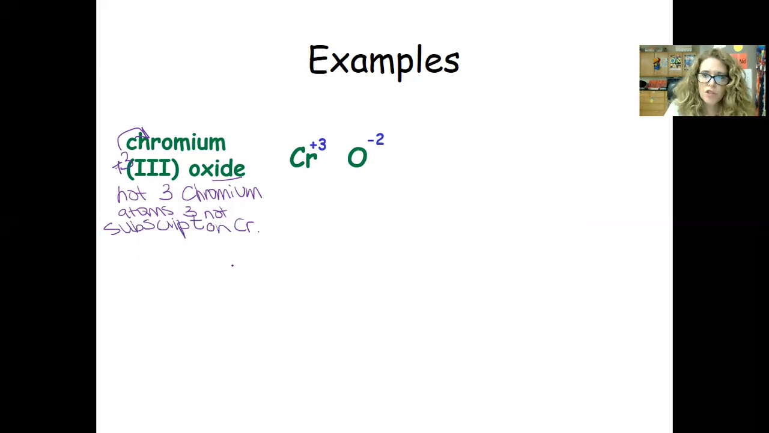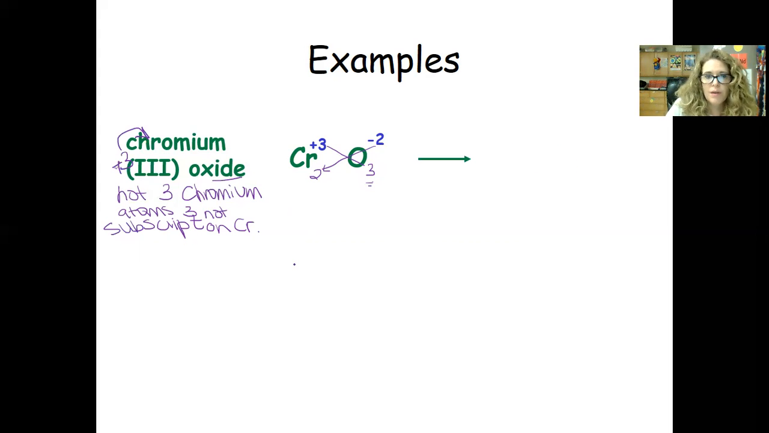So then again, symbols, charges, crisscross. A +3 and a -2 have to balance, the positive number equal to the negative number, right? So I'm going to crisscross. I'm going to take this 3, and that will become the subscript over on this side. Notice that the 3 does not go with the chromium. The 3 tells you the charge, so you can write the formula. It's not going to tell you the subscript. Oftentimes, it'll tell you the subscript on the other side. Not 100% of the time, like 90% of the time.